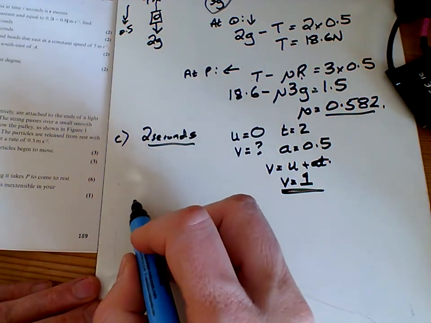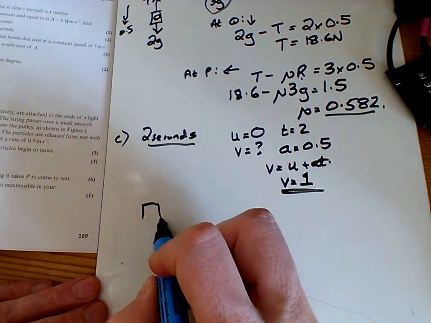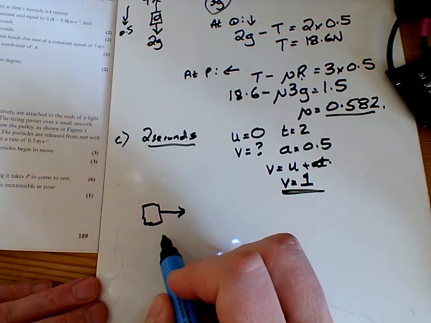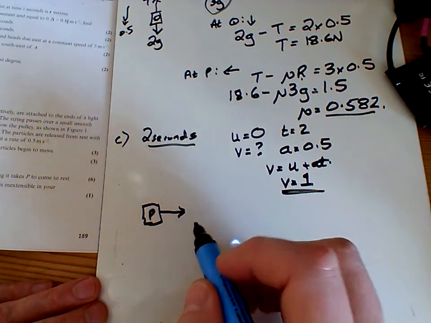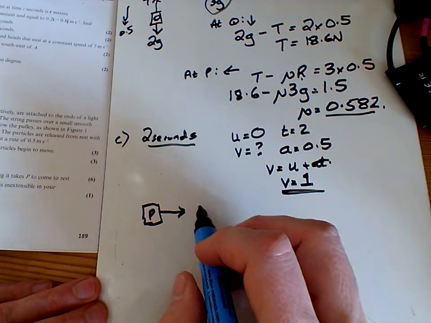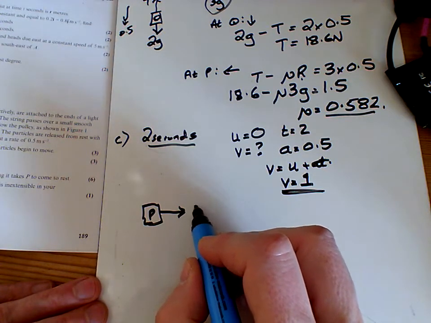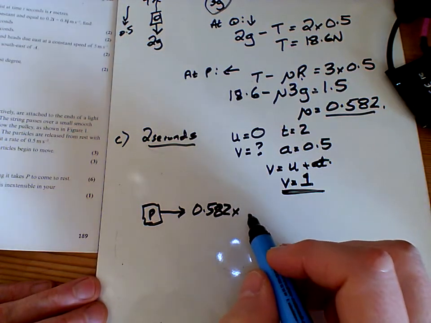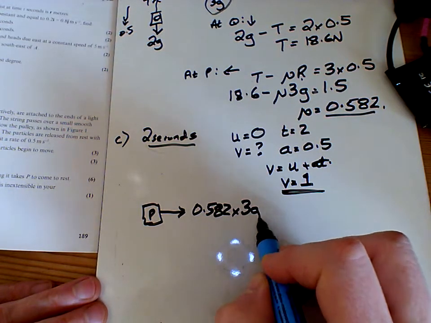But then the string breaks. Now, if the string breaks, the only thing that's working on P, this mass here, is the friction. And the friction we knew was 0.582 times by R, which is 3G.